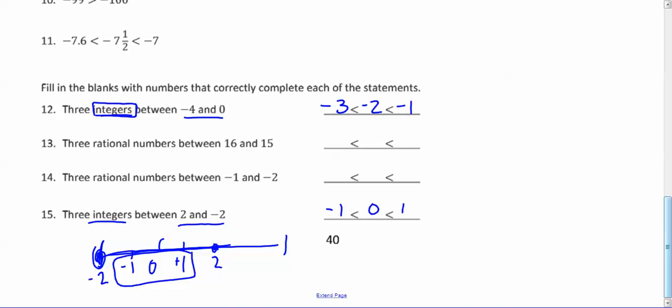Now for numbers 13 and 14, you need to pick any decimal or fraction. A rational number is any number. And there are no integers between 15 and 16, so it would have to be a decimal and fraction. So for example, you could have had 15.1 is less than 15.2, which is less than 15.3. That's exactly what I did. Between -1 and -2, you could have said -1.9 is less than -1.8, which is less than -1.7. All right? There were actually an infinite number of answers there, as long as they were numbers that were working their way left to right on the number line.